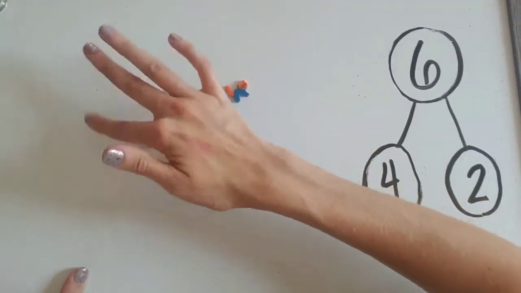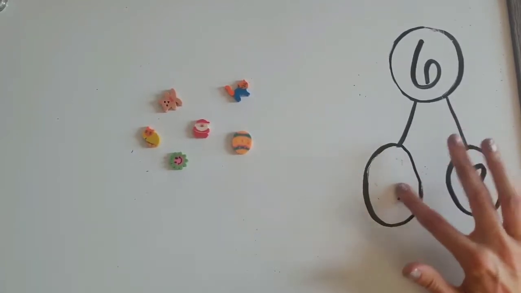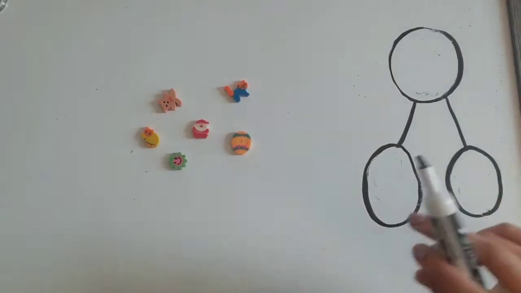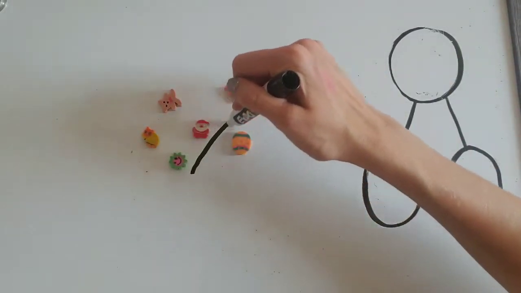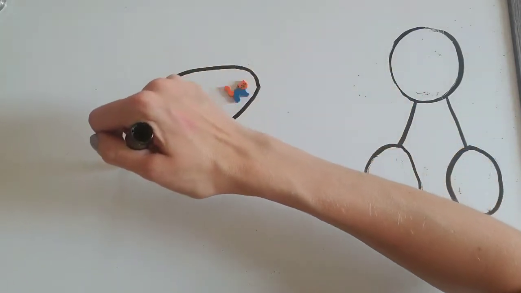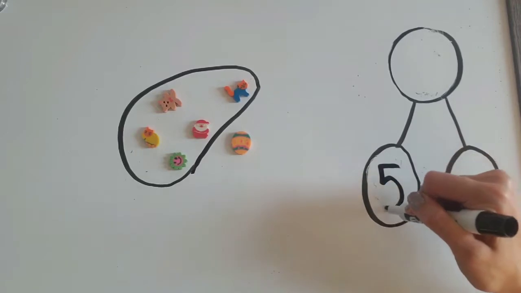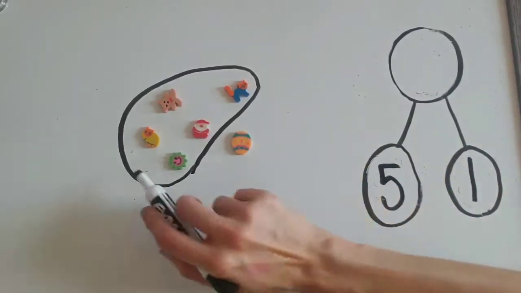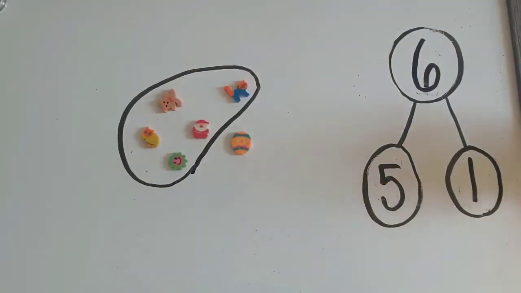Okay. Now we're going to try to look for a different number, not 4 and not 2, but a different number buried in our counters. Ooh, let's do our 5. I remember our 5 from yesterday. So 5, I'm going to put that there. And I had 1 left over. 1. So 5, 6. Still using that counting on strategy.